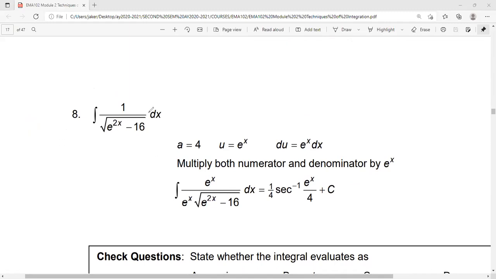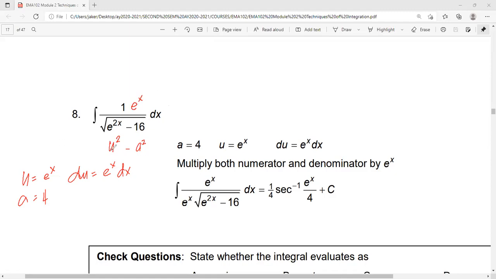Okay. What about this? This may look like a u squared minus an a squared. So let's get this rolling. If your u squared is e to the 2x, so your u is e raised to x. The du, the derivative of e raised to x, is e raised to x dx. Right? Now, your a, if a squared is 16, is 4. So it follows that your derivative here lacks the e raised to x. So I'll place here the e raised to x.